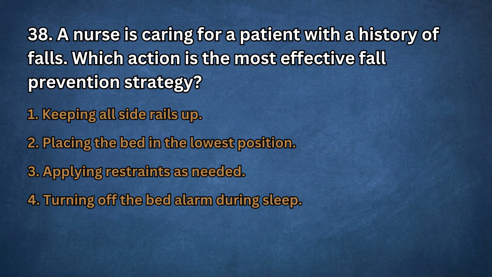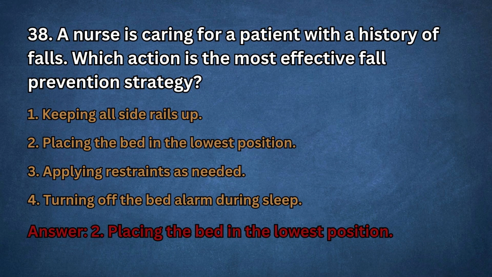38. A nurse is caring for a patient with a history of falls. Which action is the most effective fall prevention strategy? 1. Keeping all side rails up. 2. Placing the bed in the lowest position. 3. Applying restraints as needed. 4. Turning off the bed alarm during sleep. Answer: 2. Placing the bed in the lowest position.